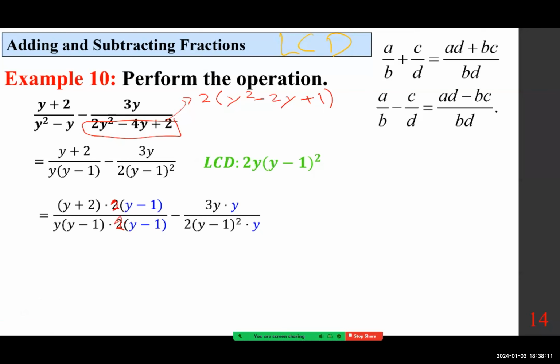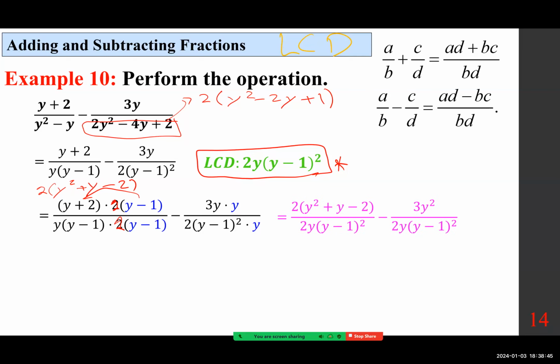So now the 2 of them have the same denominator, namely LCD. And so this, if I multiply these 2, this is 2 times, and we're going to do the foiling fast. Y times y is y squared. Y times minus 1 is negative y, and then 2 times y is positive 2y, which makes it positive y only, and then minus 2. I'm assuming everybody can do that. And we rewrite it in this fashion.